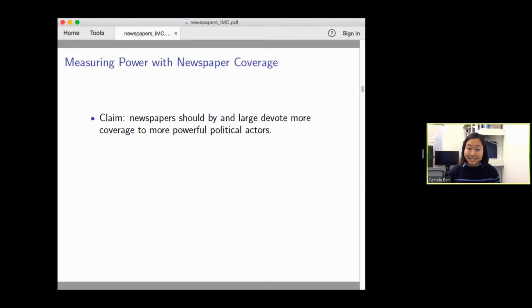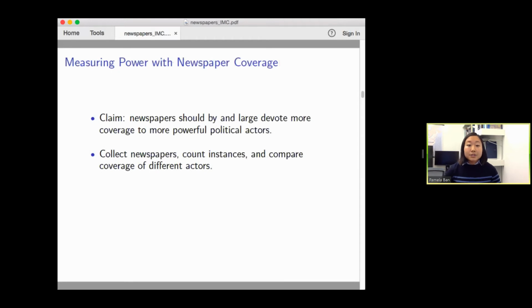Newspapers face a decision because they have constrained space on their pages. And so we argue that newspaper coverage can be a reflection of the political influence or the political power of these offices and actors. And so we are going to collect newspapers. We're going to measure coverage by counting different types of instances of mentions. And then we're going to use this to compare the coverage of different actors and different offices.